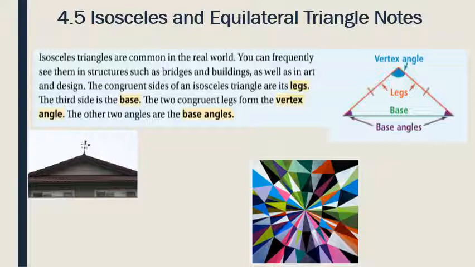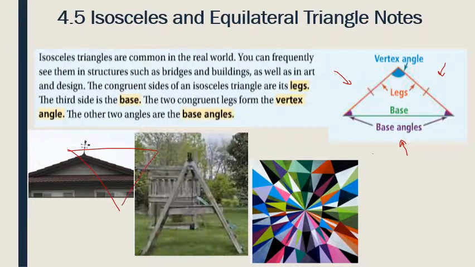Again, the legs are the two congruent sides. So we're looking here and here. And the base is the third side. The base does not always have to be the bottom, quote unquote. Okay, so I could have an isosceles triangle drawn like this, and so the base would be this top piece here. Again, we don't really refer to bottom or top here with these.